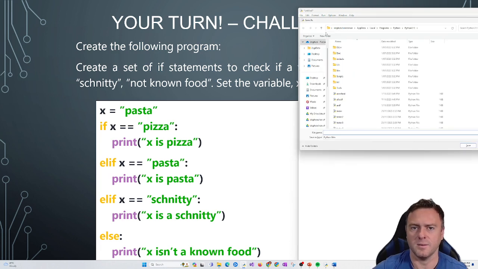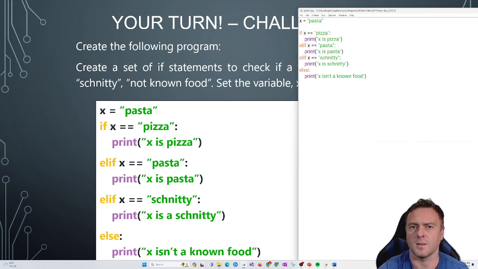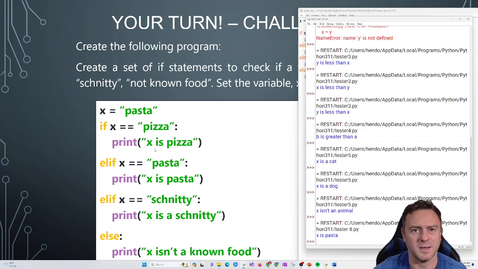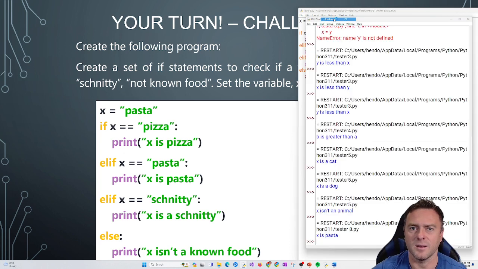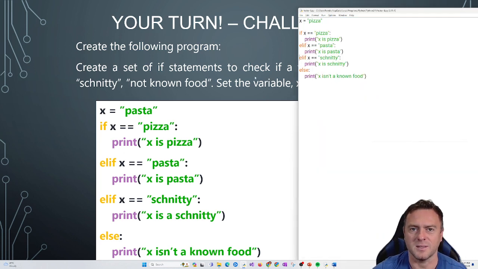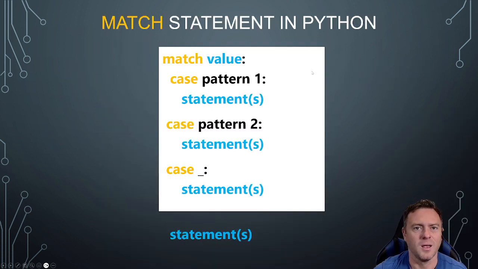So now, if I run that, and we run it, X is pasta. So it's able to go through and check. It found that the variable was equal to pasta, and therefore it had a match, and then it outputted what needed to happen. You can then change this around. So if we change this to pizza, save it, and then run it, you'll get X is pizza. Pretty cool.